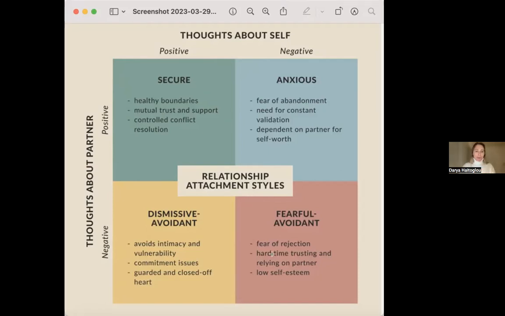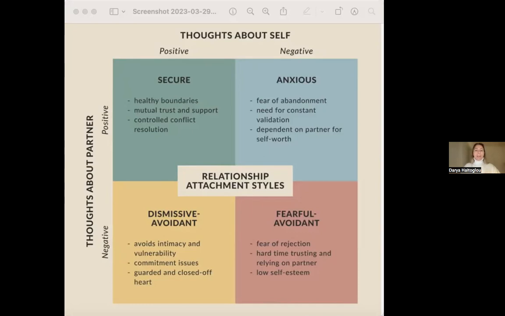Now, I would like to share a few cases so this can become a little bit more obvious. So I've got 4 cases. Case 1 about secure attachment. Anna, she's 28 years old, our marketing manager.